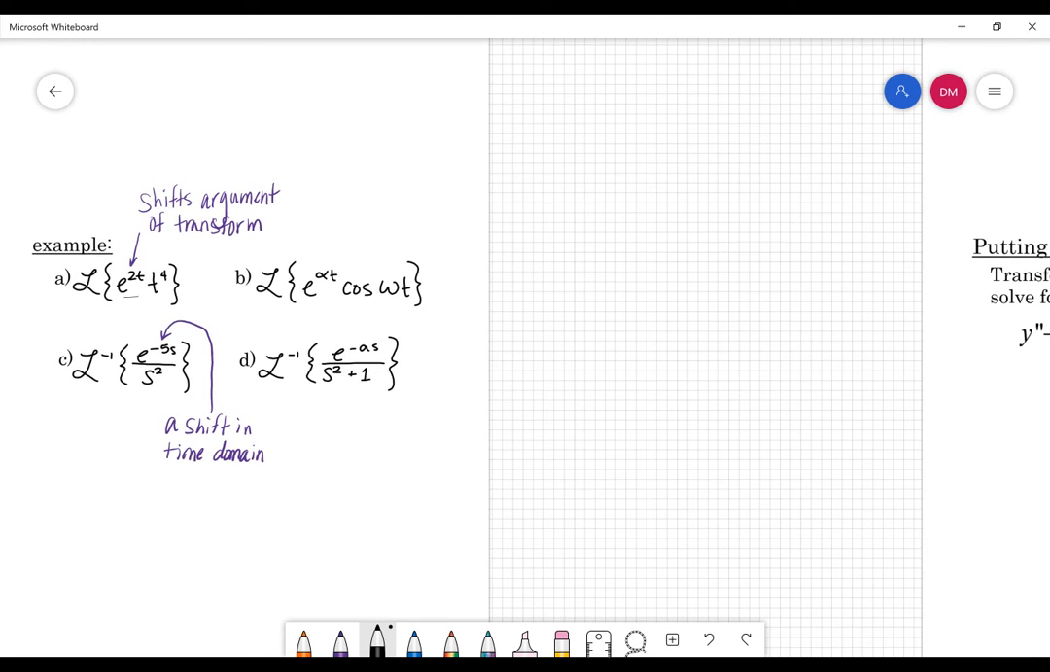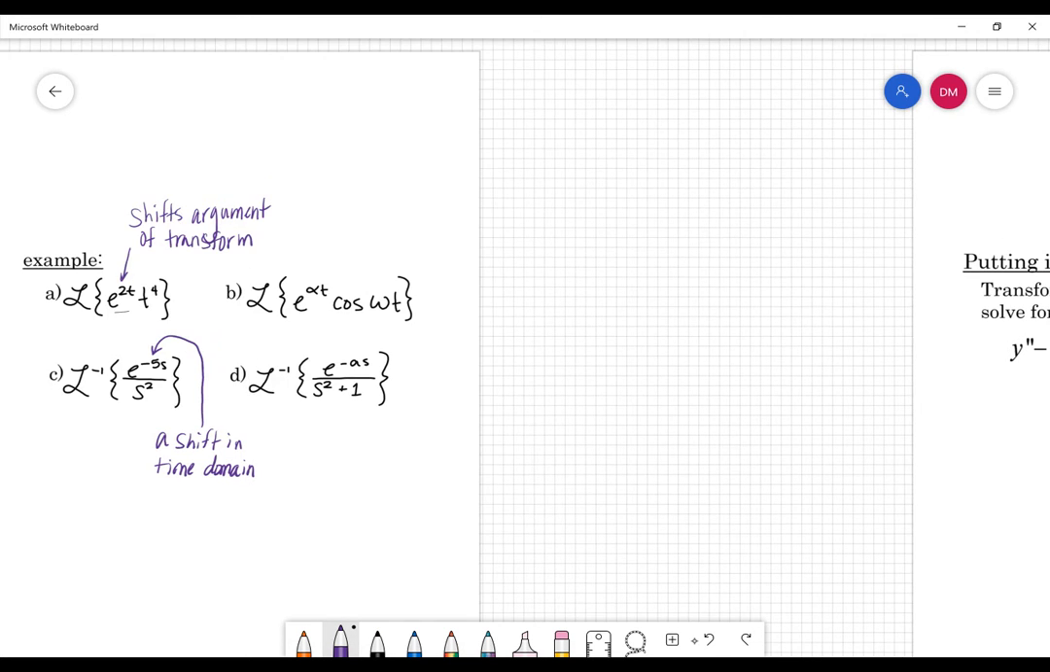So let's take a look at B right here. We have e to the alpha t cosine of omega t. And I hope you gave this one a try. And if not, just pause real quick and look it over and see if you can figure out what this one should be. So basically, this is a combination of two things right here. We have this function of t that's cosine. And then we have this e to the alpha t, which our table does tell us specifically how to deal with, and we'll come back to that in a second.